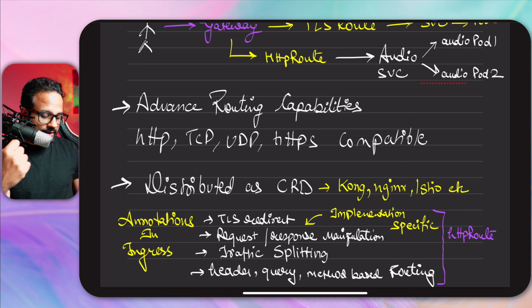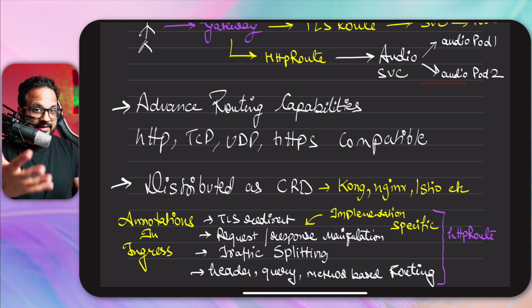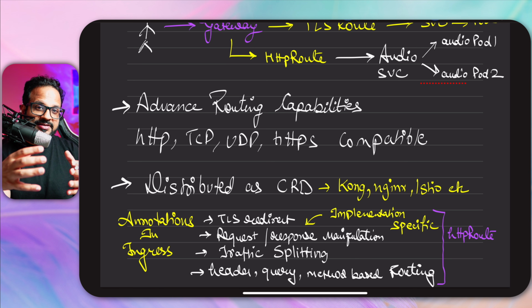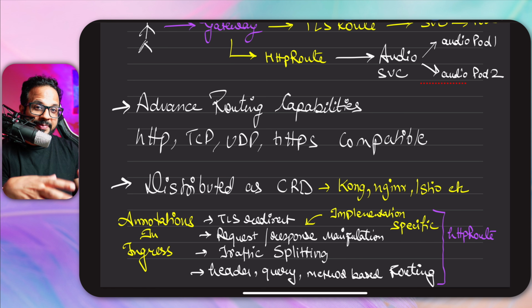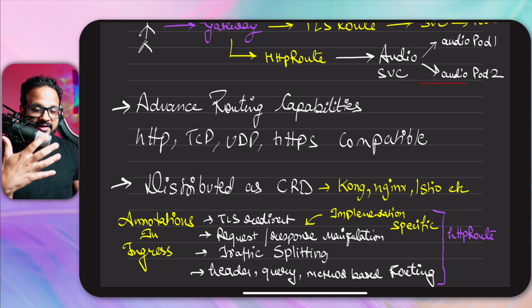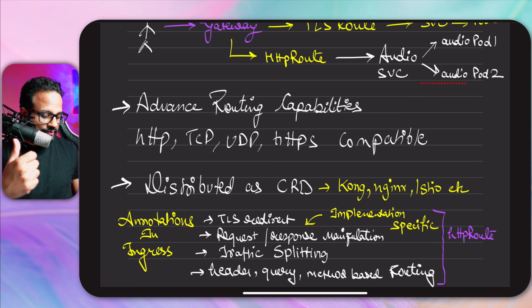Now, as I was explaining earlier, Gateway API is implemented differently than Ingress. Ingress was part of Kubernetes, but Gateway API is provided or distributed as a custom resource. There are different implementations of Gateway API provided by different vendors such as Kong, Nginx, Istio, and so on. There are many others as well.